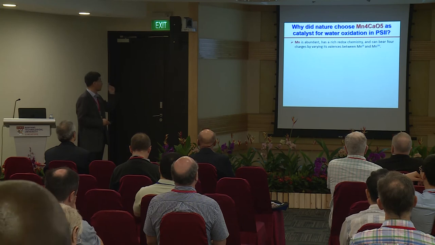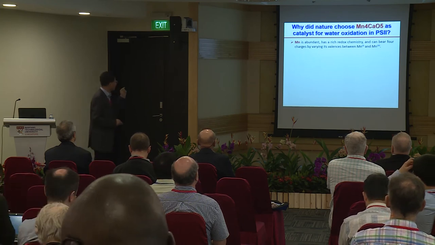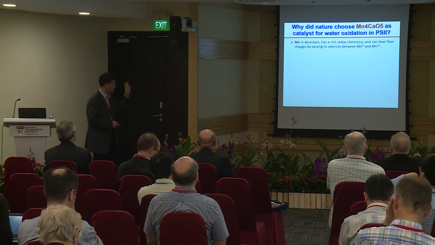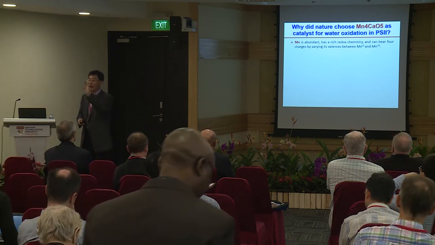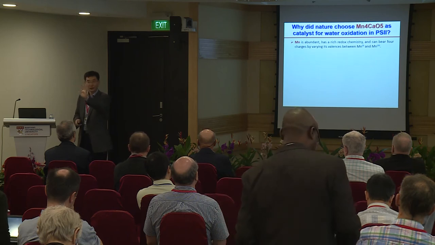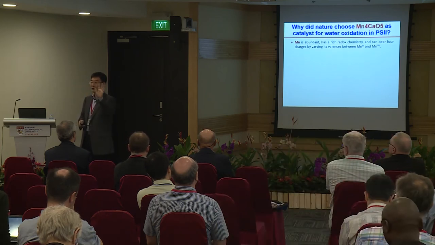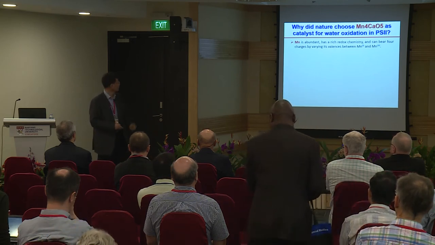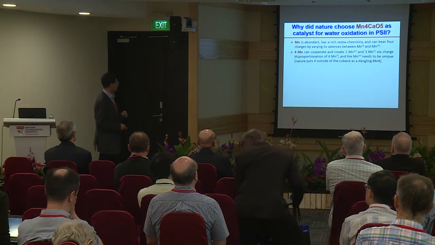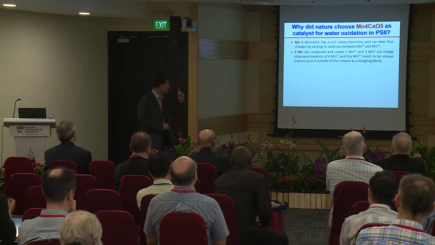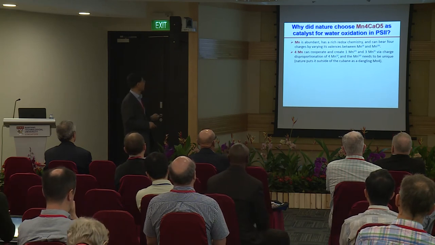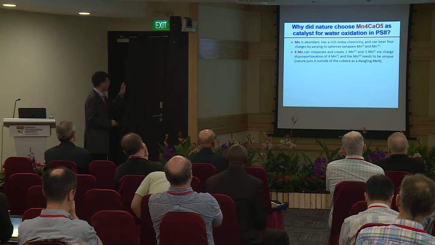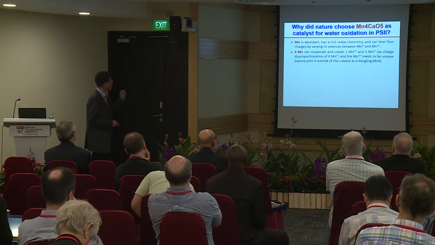Manganese is abundant, and has a rich redox chemistry and can bear 4 charges by varying its valence from Mn(III) to Mn(VII). Not so many other metals in the periodic table can do this. Okay? Manganese in this way is unique. And four manganese can cooperate and create one Mn(VII) and three Mn(III) via charge disproportionation of four Mn(IV). And the Mn(VII) needs to be unique.